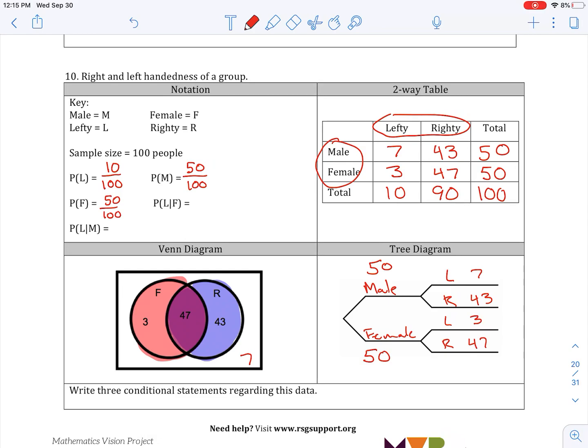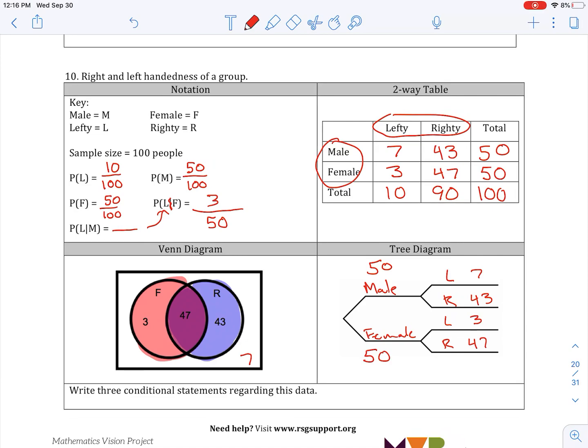Okay, now remember the denominators change with this line stuff, okay? This means probability of lefty given female. So my denominator is F. What is F? It's females. Of those 50 females, how many of them are lefty? 3. Maybe pause the video, see if you can do the next one.